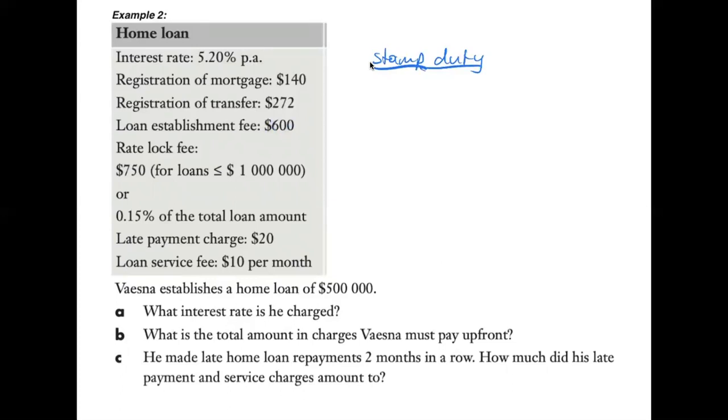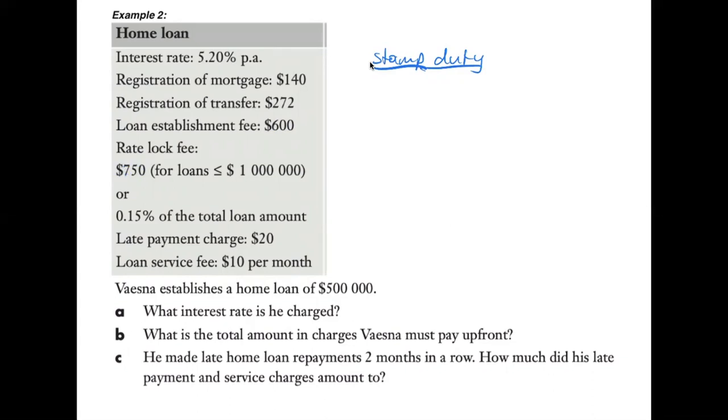The big thing that I would look at here as well is the rate lock fee. Sometimes you can be charged to lock your interest rate in at an amount that won't change. Some home loans can be variable or some can be fixed, and some banks will charge you a fee to lock your interest rate in at what it is.